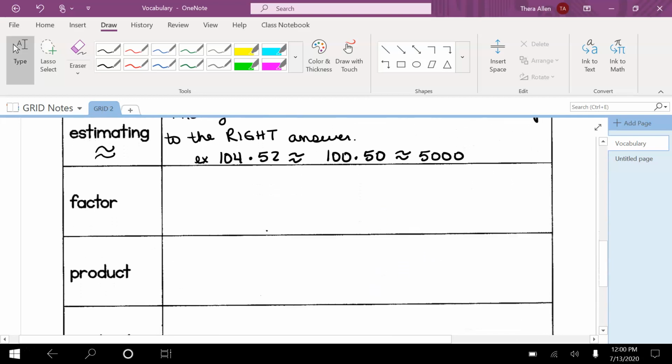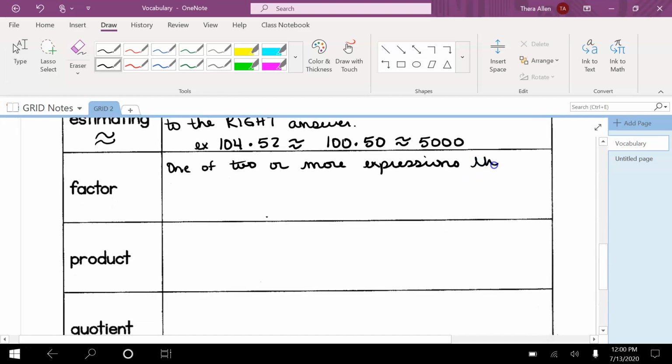Factor: one of two or more expressions that are multiplied together to get a product.